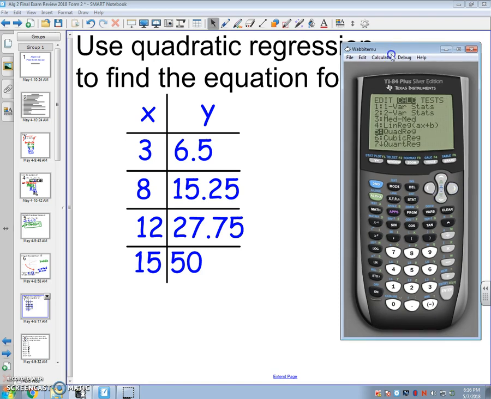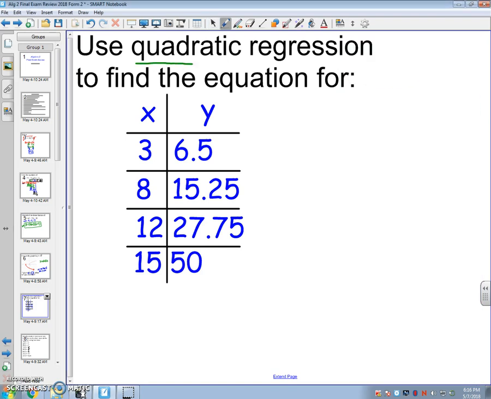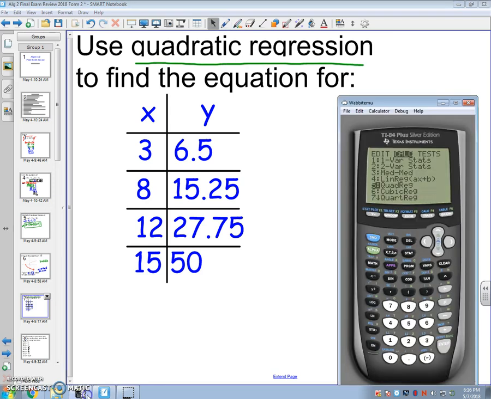It says use quadratic regression, so make sure you use what they tell you. Follow the directions, quadratic regression, which is 5. Enter, go all the way down. They give you the equation, y equals ax squared plus bx plus c. Make sure you fill in a, b, and c. We can do 2 decimal places.